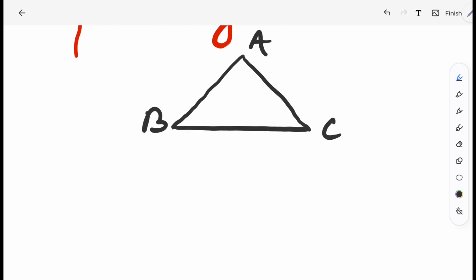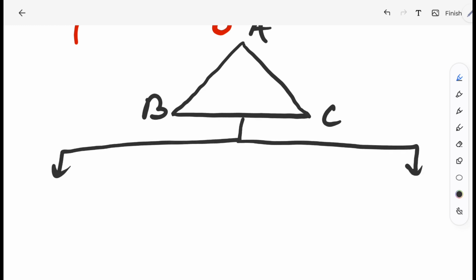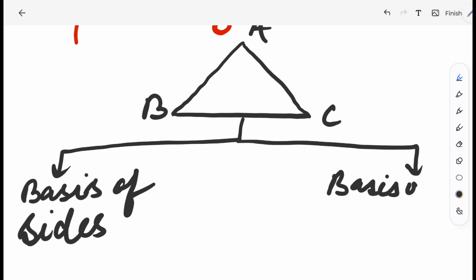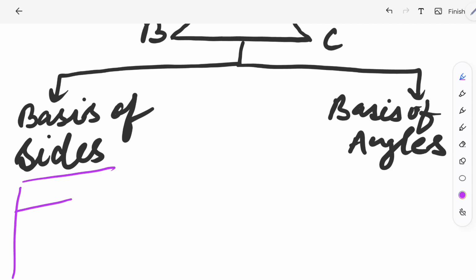Now the triangle is categorized on the basis of sides and on the basis of angles. There are three types of triangles.